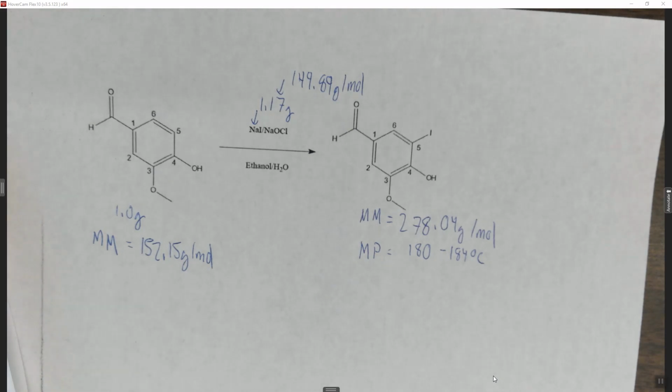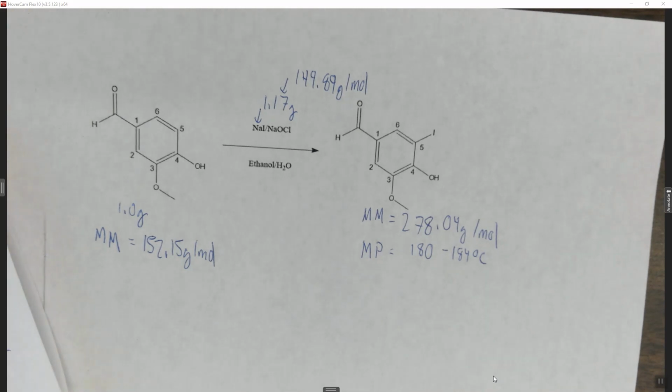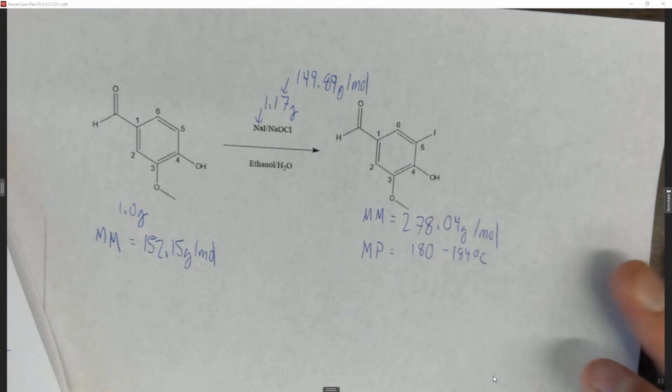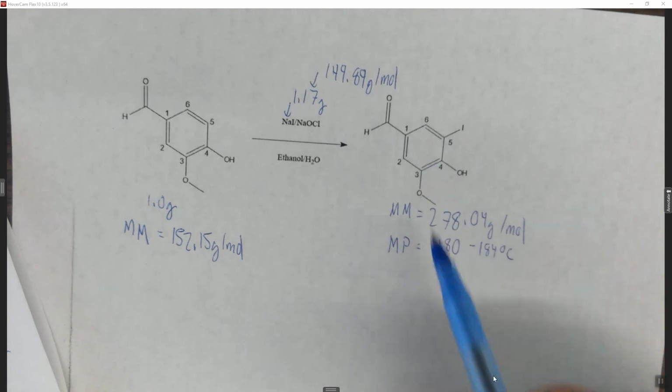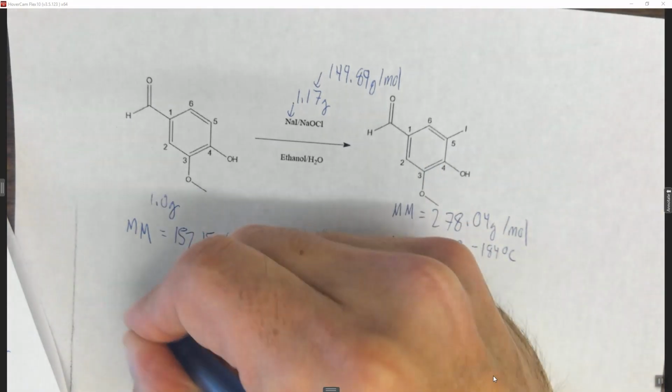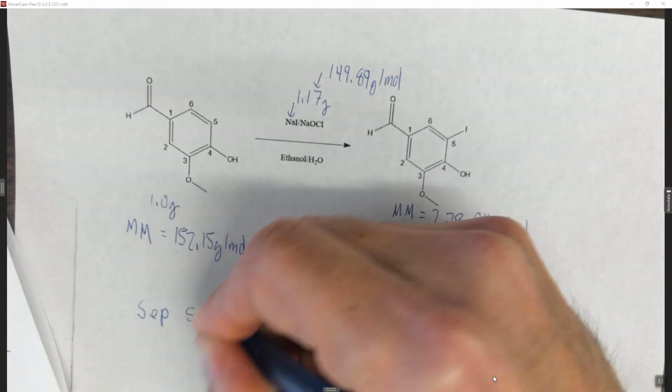So I want to go over a couple of things, including the separation scheme and the mechanism, and I want to talk a little bit about how you're going to measure your product. The first thing is the separation scheme. So let's talk a little bit about the separation scheme.